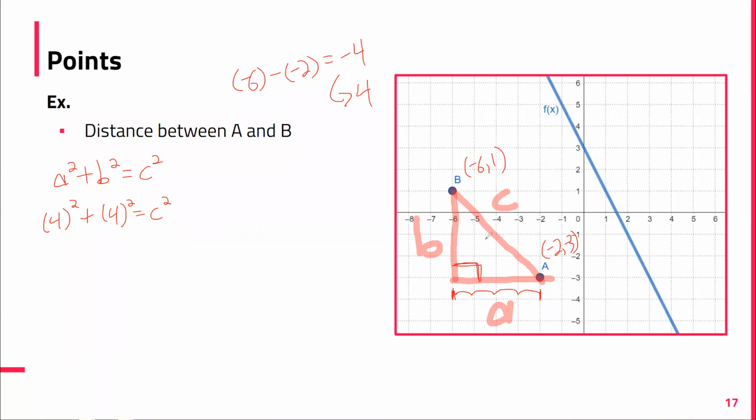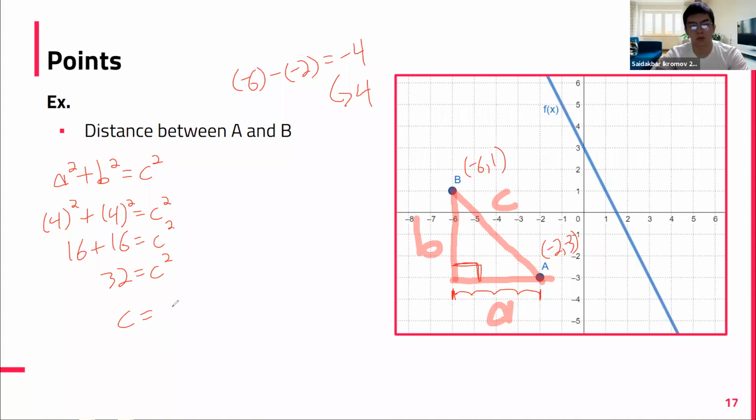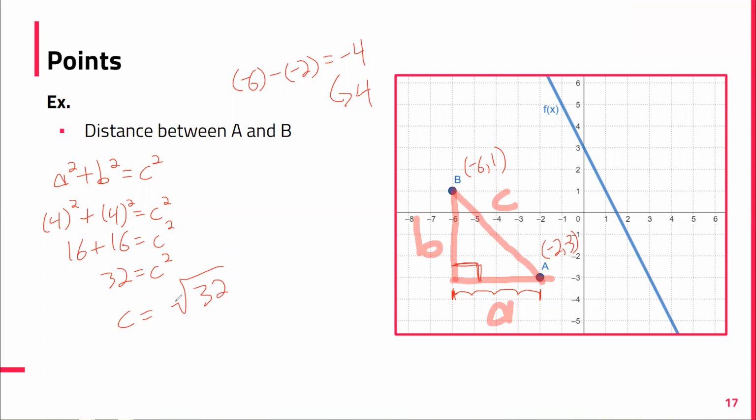And do the same thing for the vertical distance. So the width here, the base, is 4, the height is 4, and then we just do our squares here. So 16 plus 16, C squared is 32. So C is equal to what? Square root of 32. Okay, so that's 4 root 2, we'll get to that in just a moment.